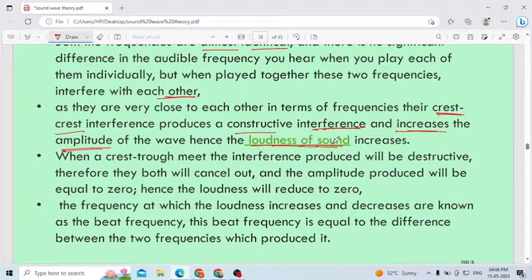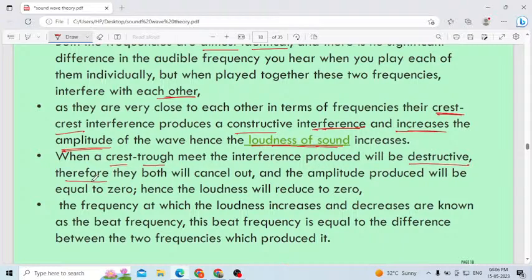Because of this, the amplitude of the wave increases. When amplitude increases, loudness of the sound increases. A very important point you have to remember, that's why I am repeating. When a crest and a trough meet, like the crest of one wave and the trough of another wave, both interfere and produce destructive interference.